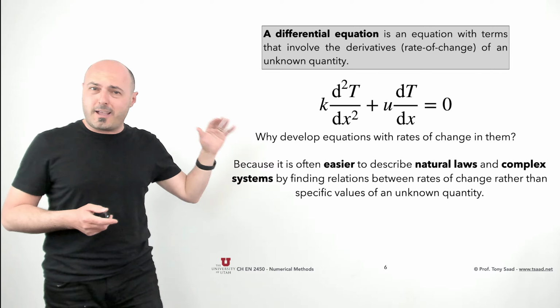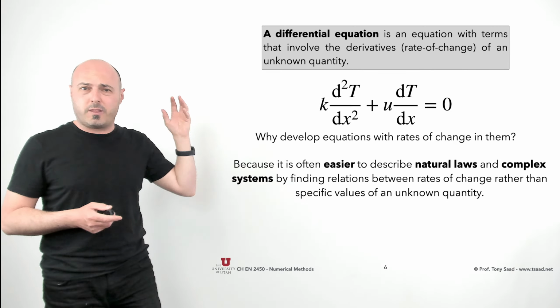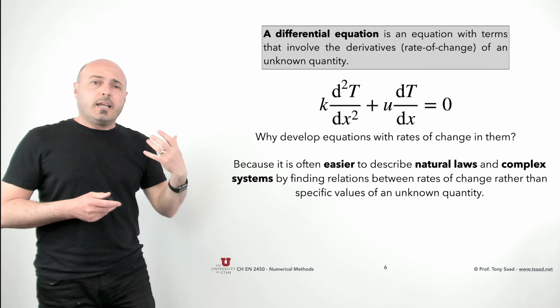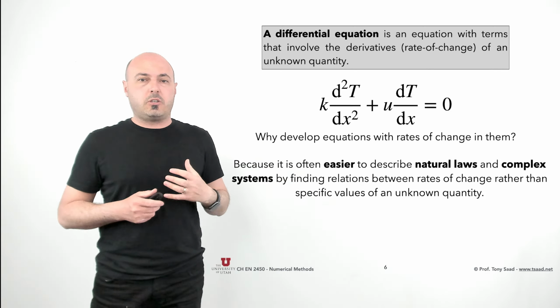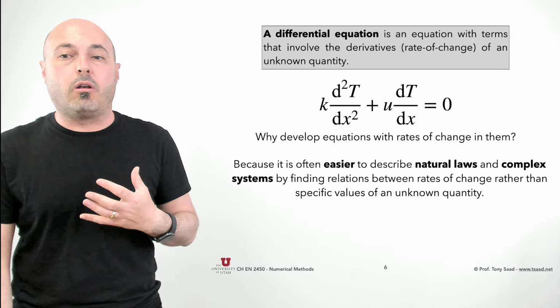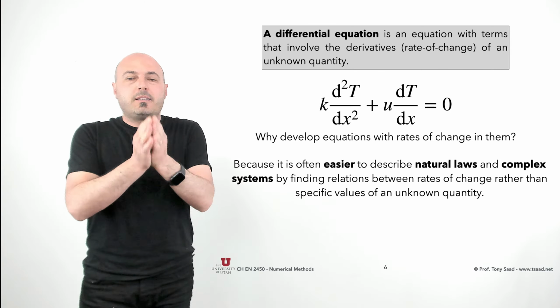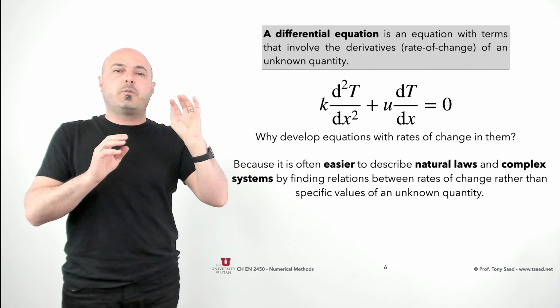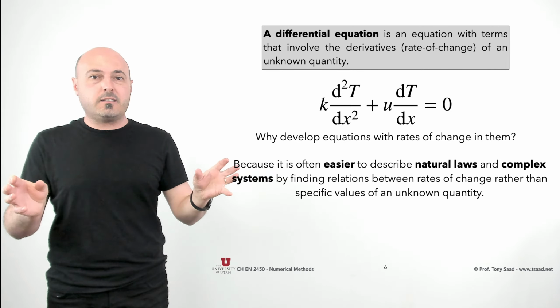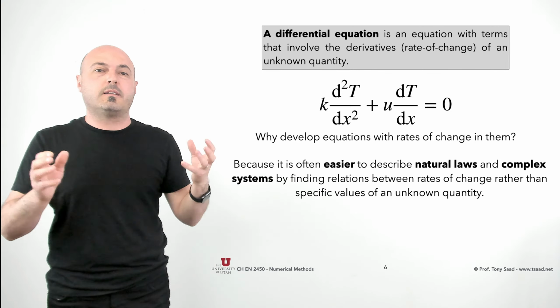I'll give you the answer and then actually do an example together so that it gets fixed in your head. In practice, it is easier to describe natural laws and complex systems by simply finding relations between the rate of change of things rather than the actual quantities themselves.